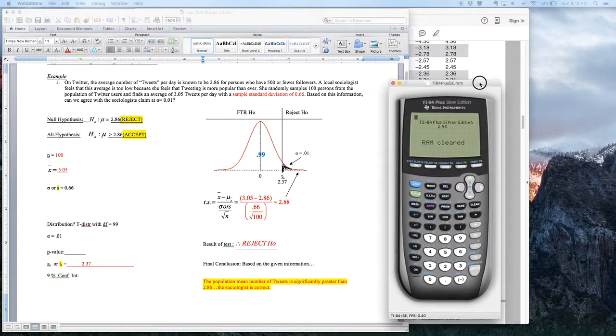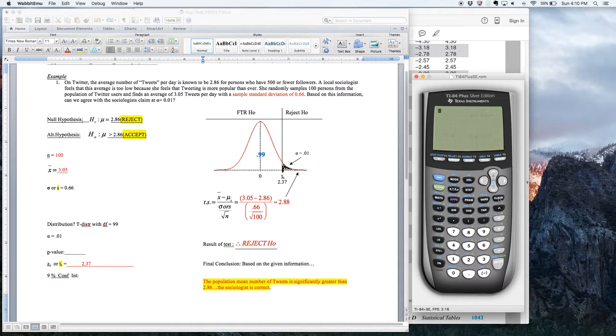It's kind of a little annoying that you have to do that sometimes. Let me show you where this menu is. If you go to Stat, you move over to Tests. The first two tests right there are Z-test and T-test. Now, we just did a T-test, so you could use this T-test menu.